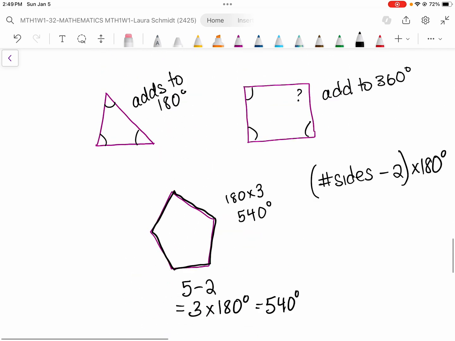So if I had a 10-sided shape, I know I could actually fit 8 triangles in it. So I would just do 8 times 180 to figure out what the interior angles would add up to.